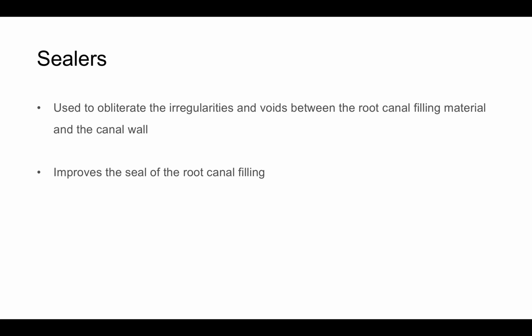So let's talk now about the sealers. What is the function of a sealer? The sealer basically is used to obliterate the irregularities and voids between the root canal filling material and the canal wall, because the gutta percha is a solid object, it cannot penetrate irregularities or deformations in the canal system. This is the job done by the sealer. Also, it improves the seal of the root canal filling.